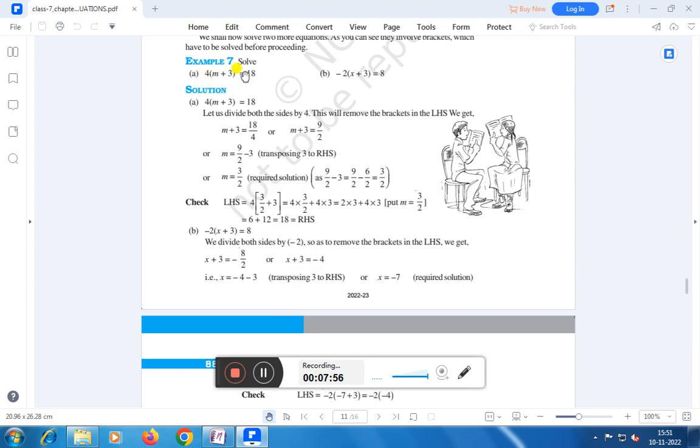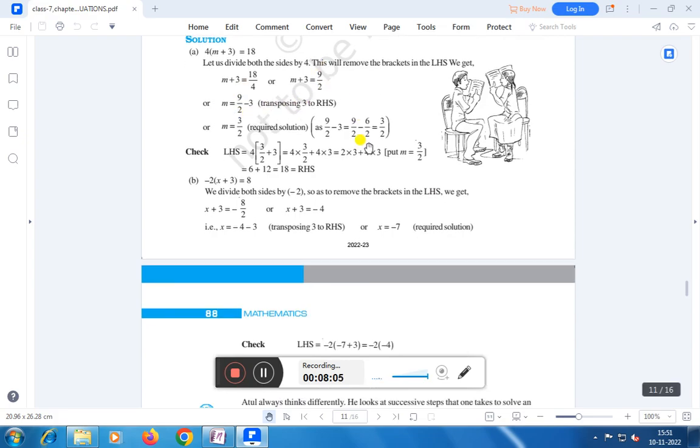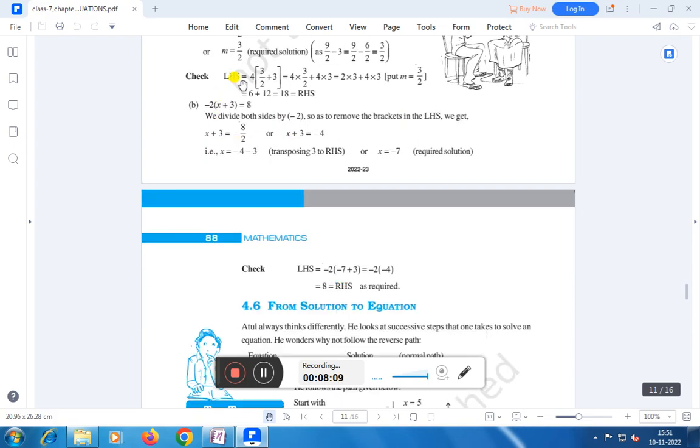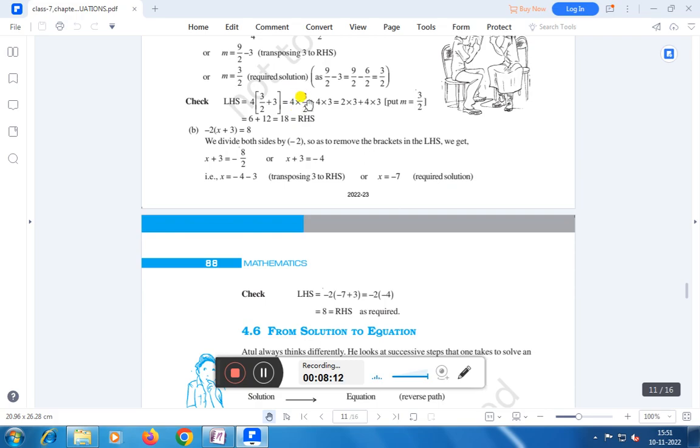That is 4 into m plus 3 is equal to 18. That is m plus 3 equals 18 by 4, m plus 3 equal to 9 by 2, m equal to 9 by 2 minus 3, transposing 3 to the right hand side. M equal to 3 by 2 is the required solution. Now check: 4 into 3 by 2 plus 3, that is 2 into 3 plus 4 into 3. Putting m equal to 3 by 2, we get 18, and that is equal to the right hand side.